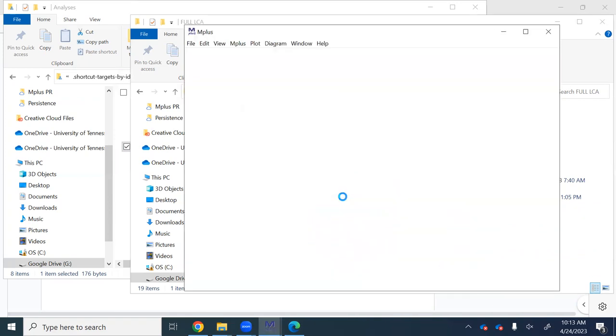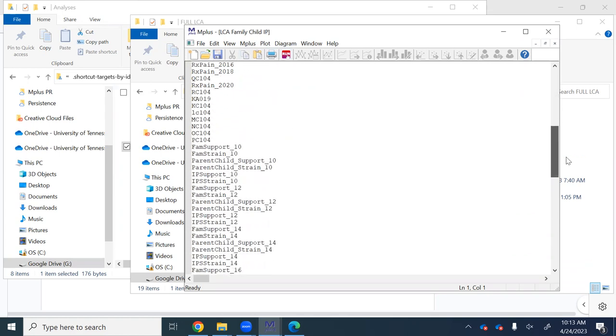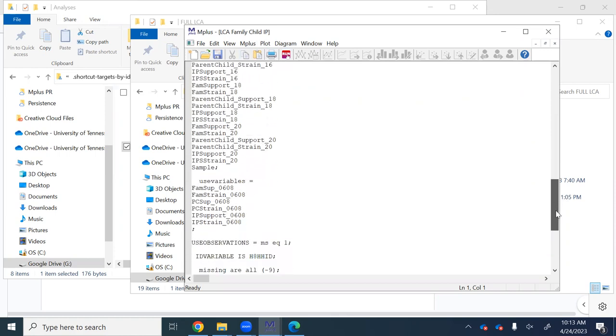So we'll run the LCA. Again, tell it what the data file name is, and you want it in the exact same folder that your input file is in. If you don't have it in the exact same folder, you can put the file path to where to find it. Some people forget all of the names in this data set. There are many, many variables in this data set. You have to put every single one of them.